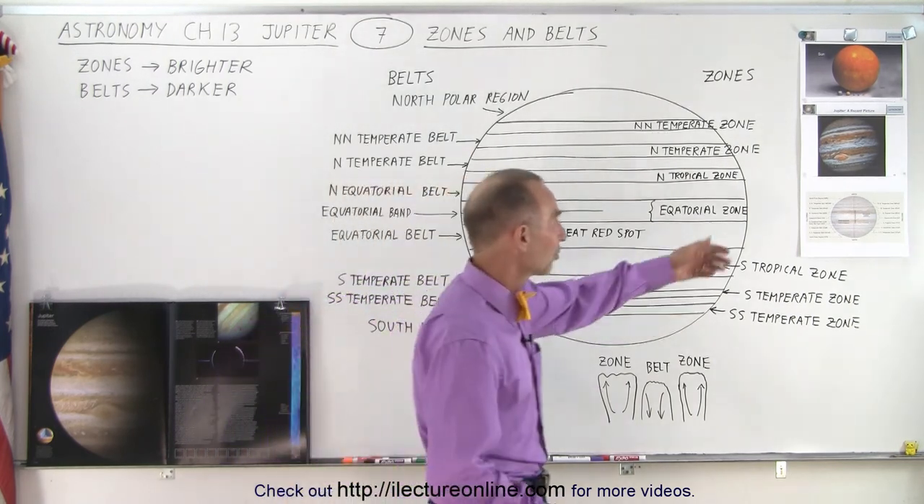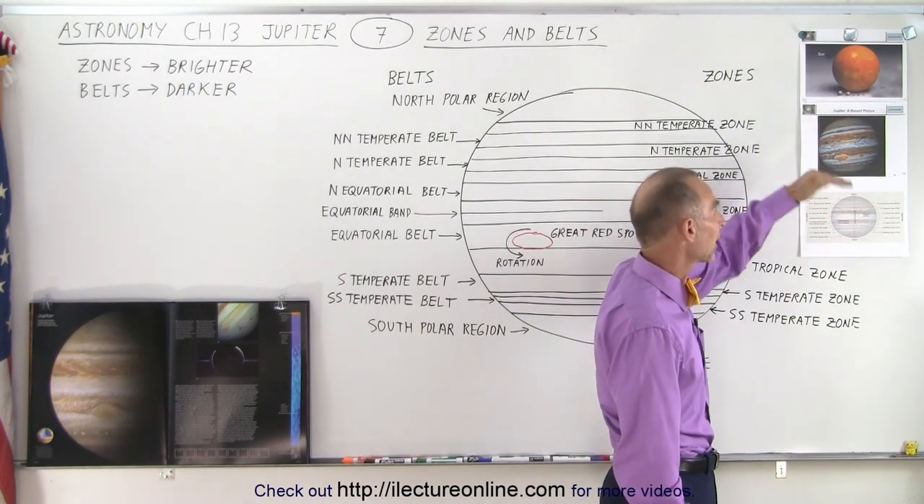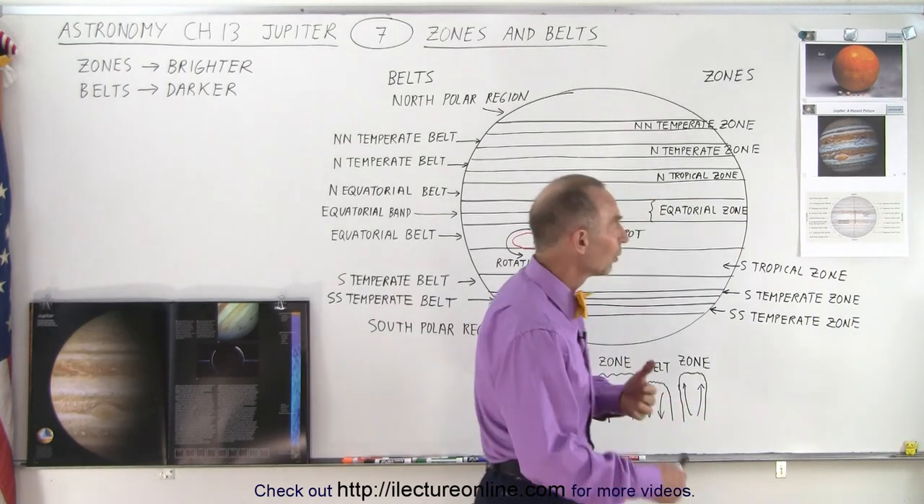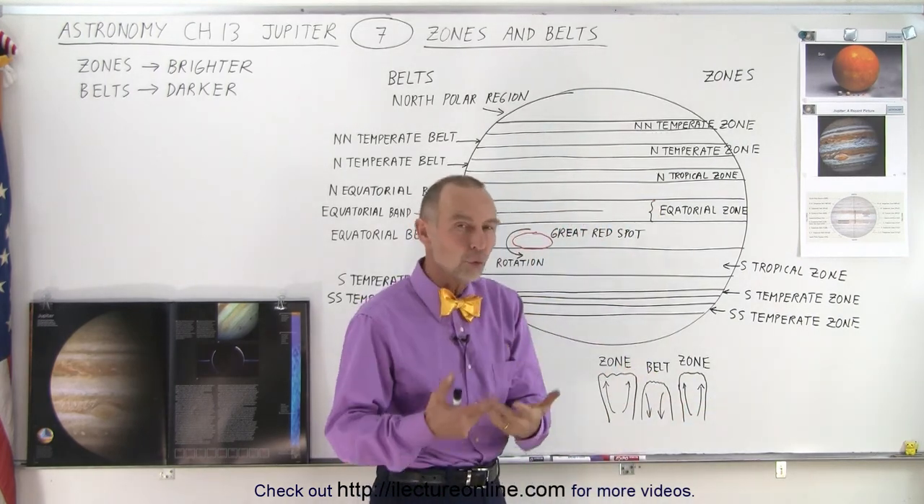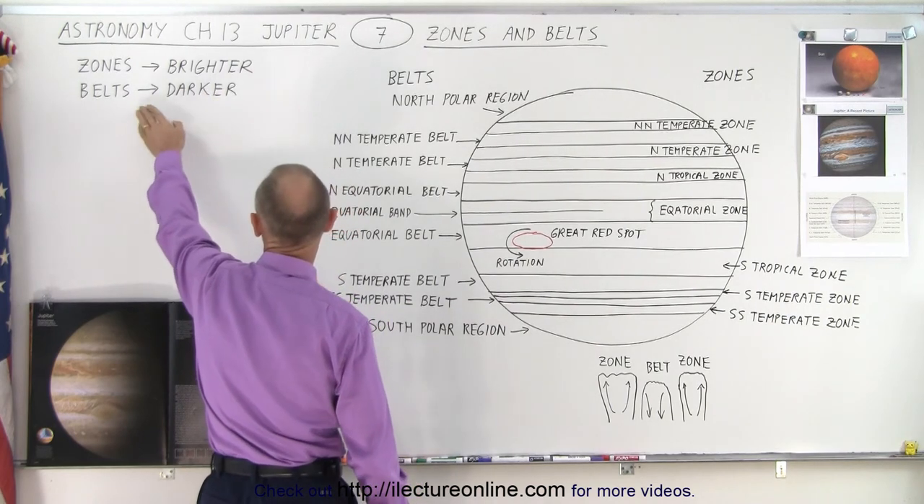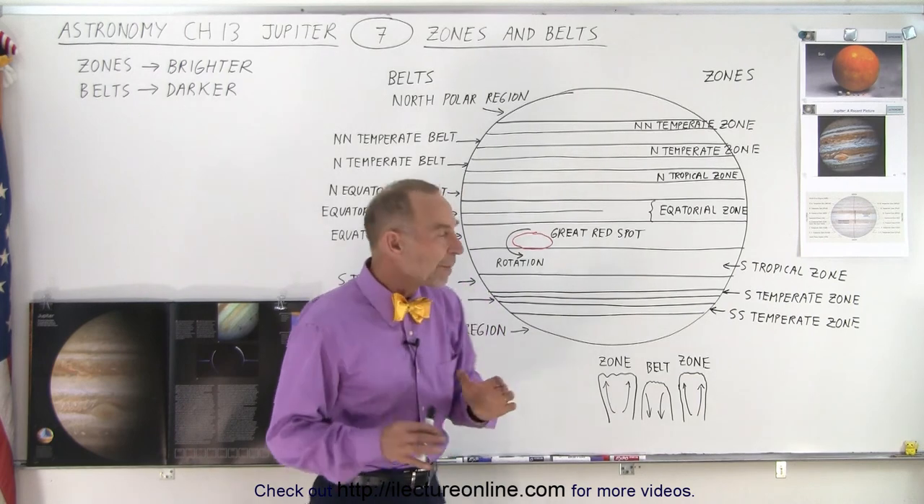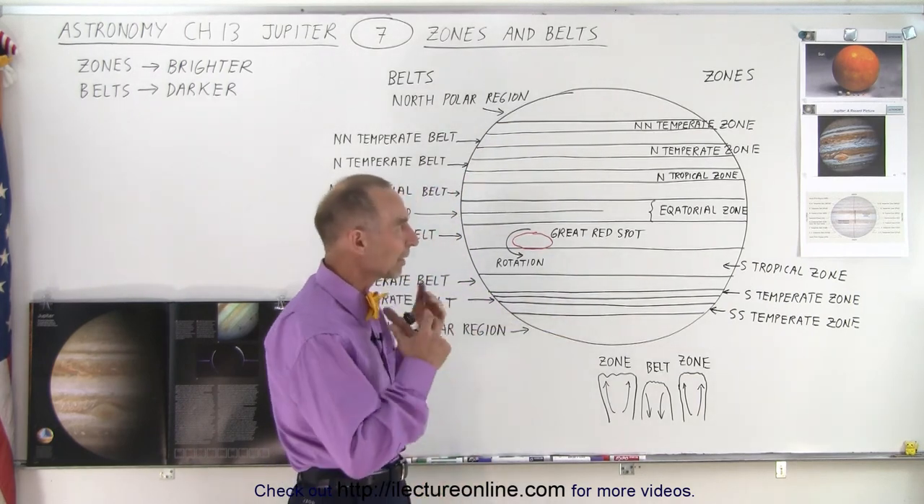Now, if you take a look at this picture, you can see the difference in colors. You see the brighter bands, you see the darker bands. And so those are now divided into what we call zones and belts. Now, zones are the brighter bands and belts are the darker bands around the planet. There's a total of about 16 of these bands around the planet.